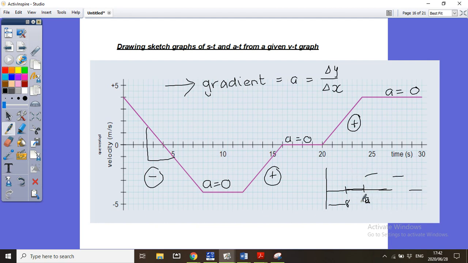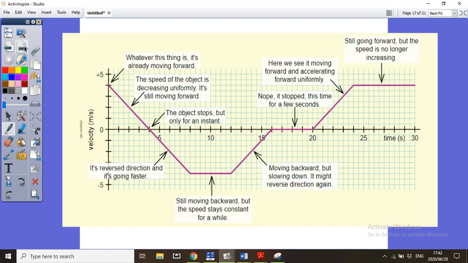I'm going to do it now properly so that you can see. I just wanted you to see that a sketch graph would just look like that. Always little horizontal lines. So let's go and look at the calculation of these values.